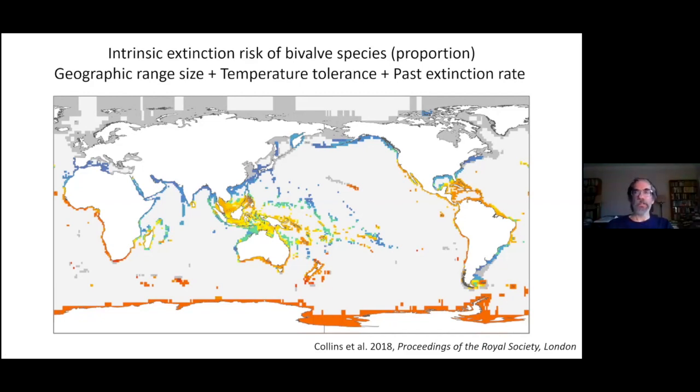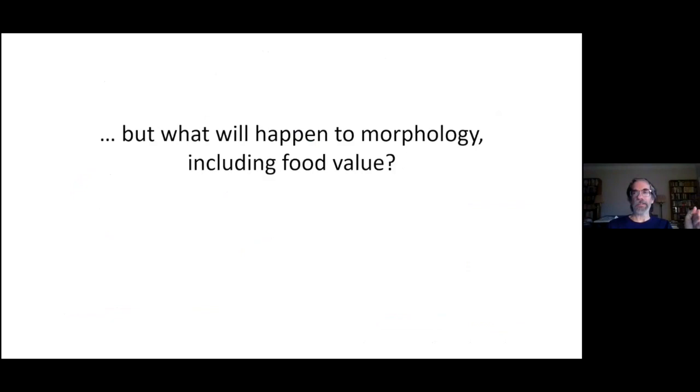extinction. So what we want to do is combine maps like this with our understanding of the distribution of extinction pressures, and then with a rigorous look at the morphology of these species. And with that combined, by using machine learning to quantify the morphological variety of species in these different regions, then we can really start asking questions about how biodiversity is going to be affected by climate change. What will happen to morphology, including the food value of those species?